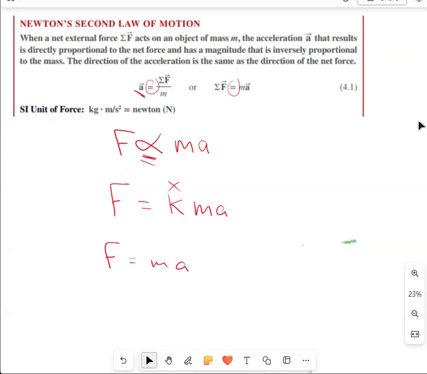I wanted them to get a sense of what they did with the K. What happened is that they defined, and this was a real stroke of genius, in order to get rid of that K and just have F equals ma, they defined mass in such a way. It's not mass really, they're defining the Newton. They're defining the Newton as the force that will produce on a mass of 1 kilogram an acceleration of 1 meter per second squared.